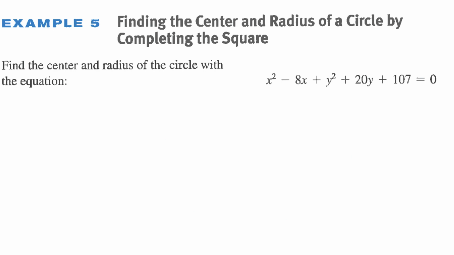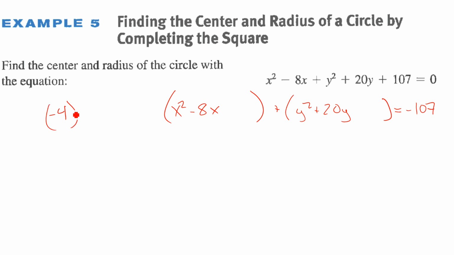All right, and the last thing we'll do here is find the center and the radius by completing the square. So in this problem, we have x squared minus 8x. I'm going to put a little space here for our magic number to complete the square. Plus y squared plus 20y. I'm going to take that 107 and put it on the other side. All right, so what number completes the square here? Half of 8 is 4, negative 4. And negative 4 squared is 16.